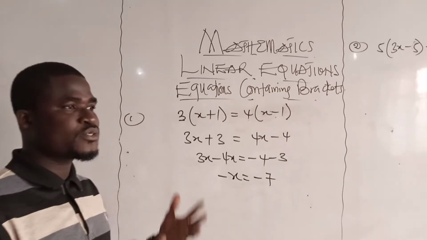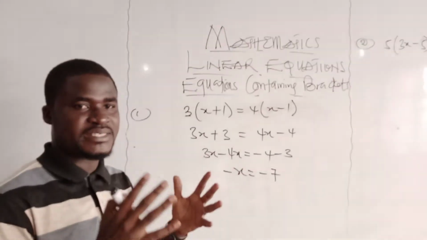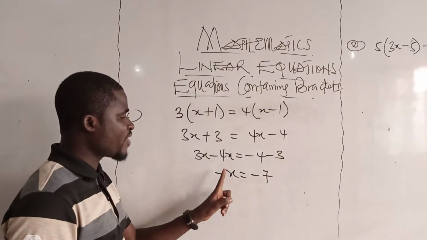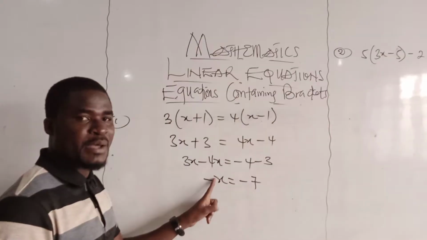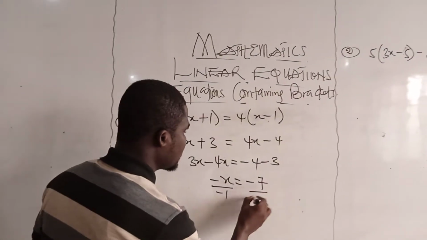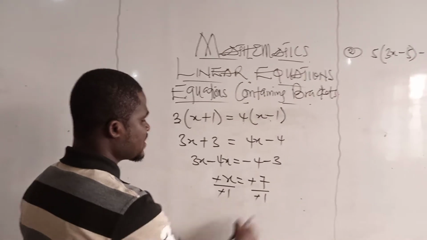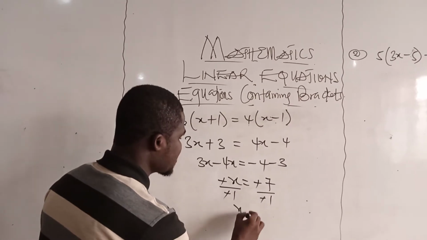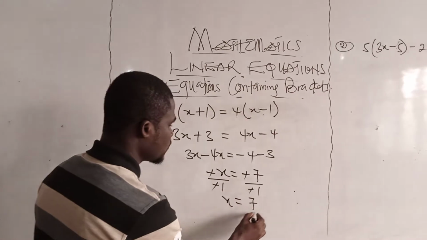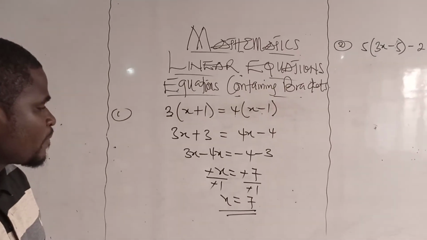Our next step is to divide both sides by the coefficient of x. So the coefficient of x is 1, but we don't write it. It's invisible 1. So divide here by negative 1, here by negative 1. Negative will cancel negative. Negative will cancel negative. So we're going to have x equals 7. So this is our final answer for our first example.